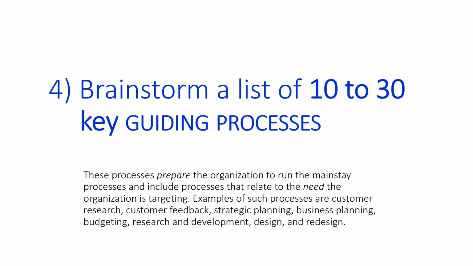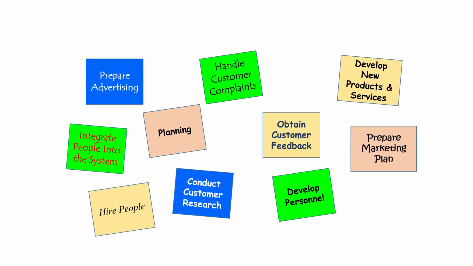Step 4 is to brainstorm a list of 10 to 30 key guiding processes. These are the processes that prepare the organization to run the mainstay processes. And they include and relate to the need the organization is targeting. Examples of such processes are customer research, customer feedback, strategic planning, business planning, budgeting, research and development, design and redesign, as well as improvement initiatives. List each of these processes on Post-it notes and place them on your team's work surface.